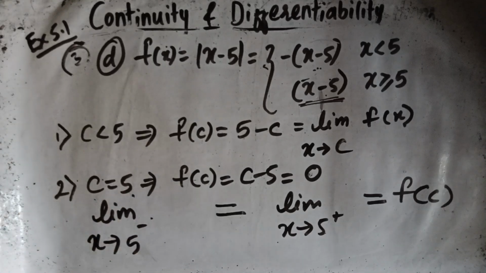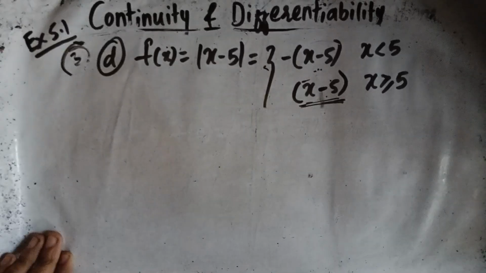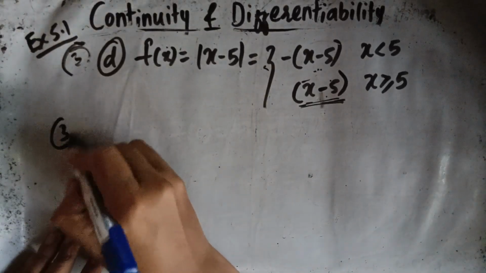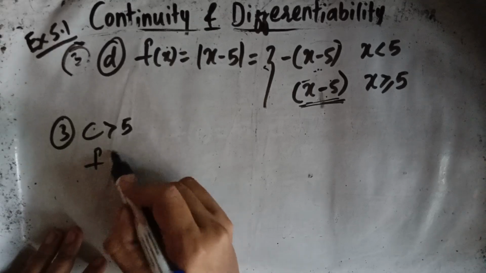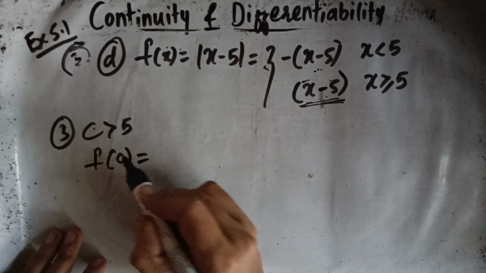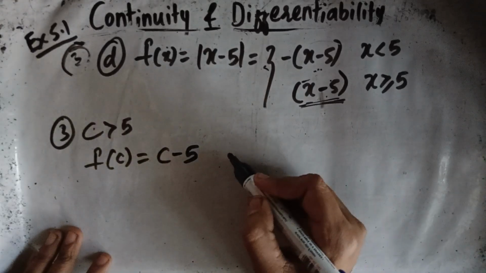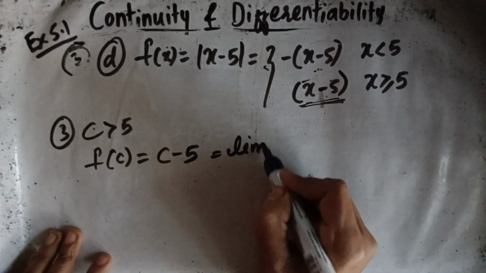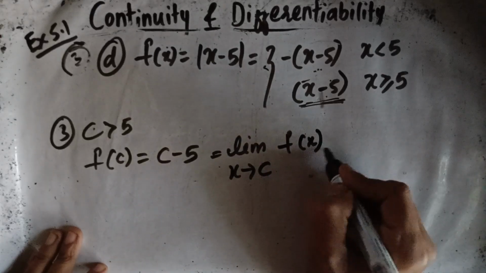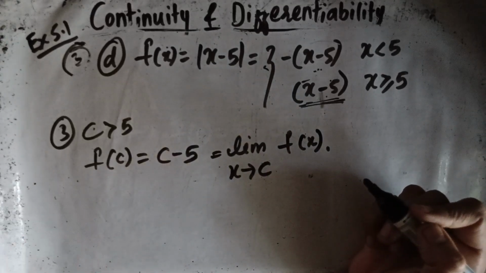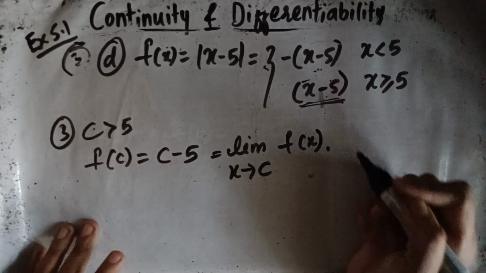Now we have to go for the third condition, which is c greater than 5. So f of c, you have to take c minus 5, which is the same as the limit as x tends to c of f of x. So here also it is continuous for c greater than 5.